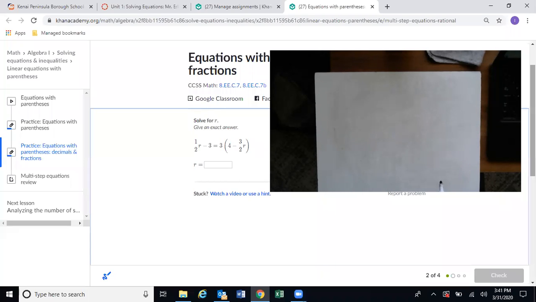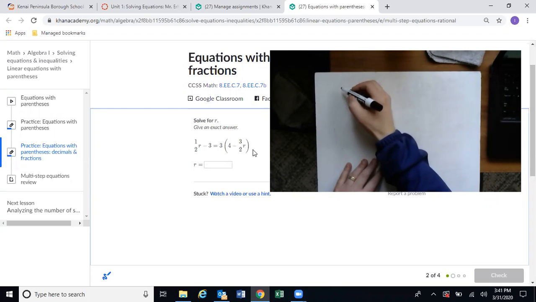All right, so here we're going to be solving an equation, again, for one variable, and it has parentheses. Notice the problem has variable on both sides of the equation, and there's a set of parentheses, and we've got fractions. We've got a lot going on with this problem. It's a good one to look at.